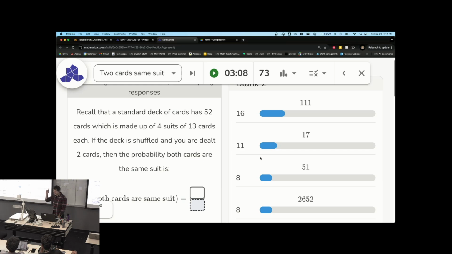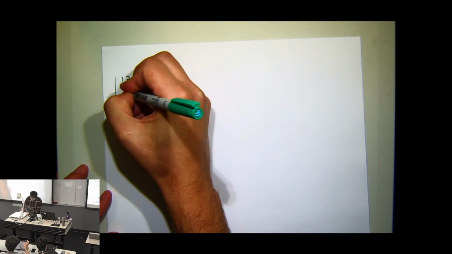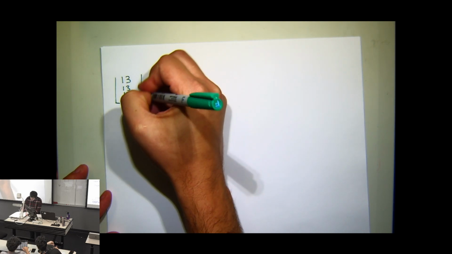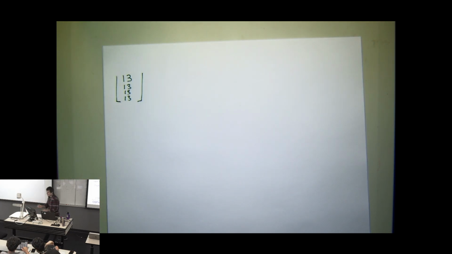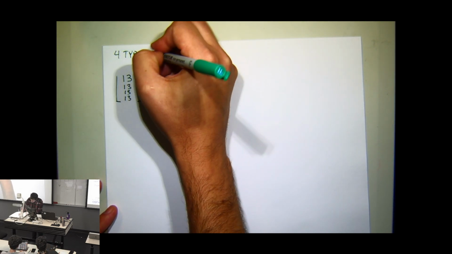So let's do this as an urn problem. We're going to draw a little probability tree and see how that goes. Okay, so here we go. So why do I say it's an urn problem? Because a deck of cards is like an urn that has 4 types of balls. There's 13, 13, 13, and 13. Those are the 4 types of balls. We only care about the suits. So there's 4 types of balls in our urn.